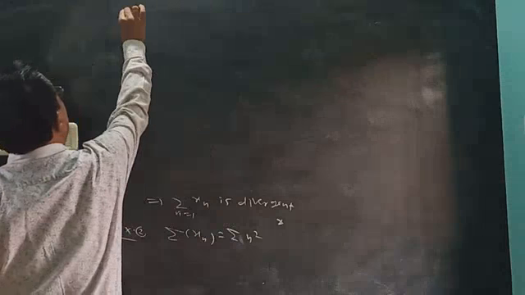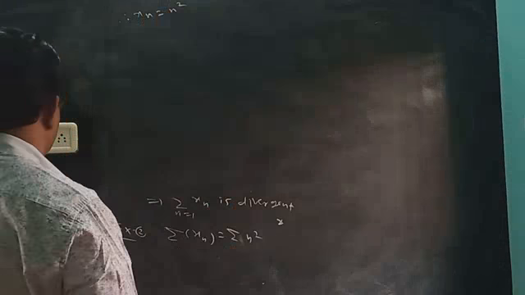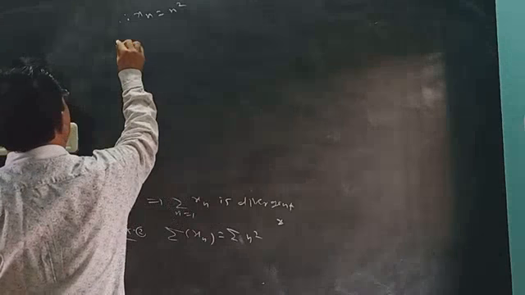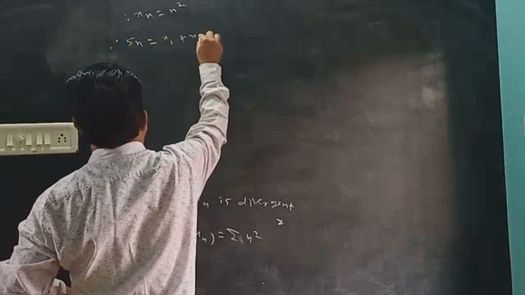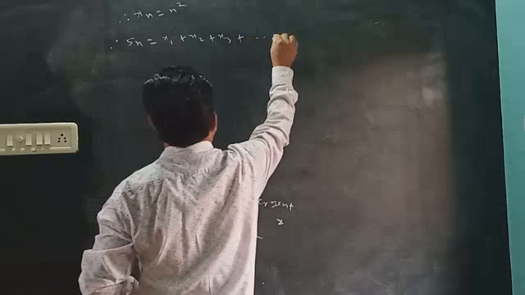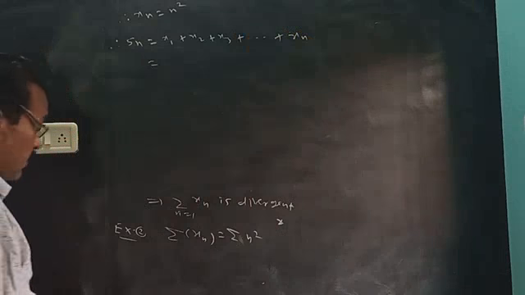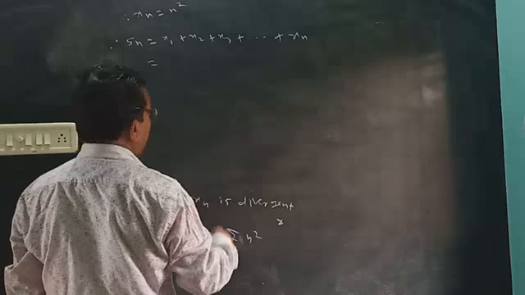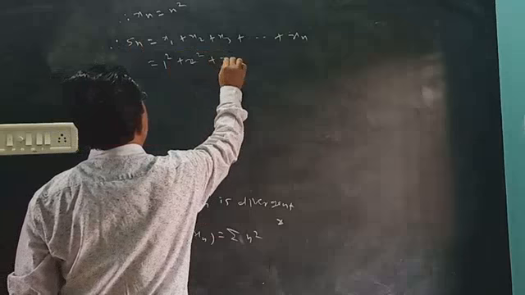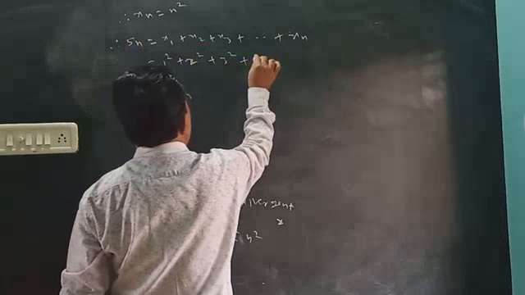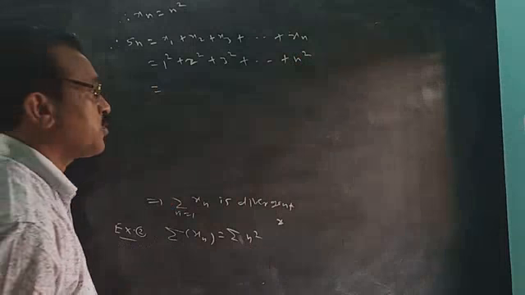Okay, so therefore Xn will be n square. So what will be now your Sn, the sum of n terms, x1 plus x2 plus x3 up to xn? The addition of n terms will be your Sn, where Xn is the sequence. So Sn is 1 square, 2 square, 3 square up to n square.